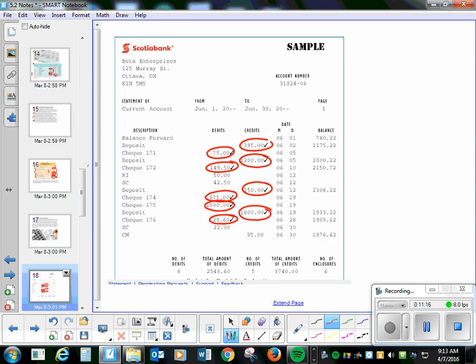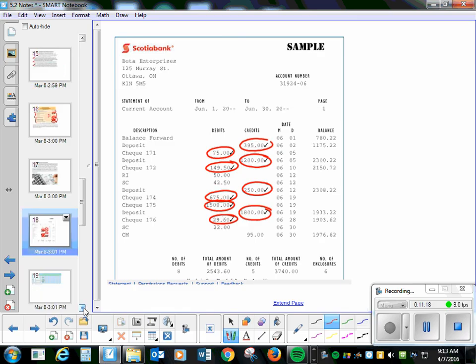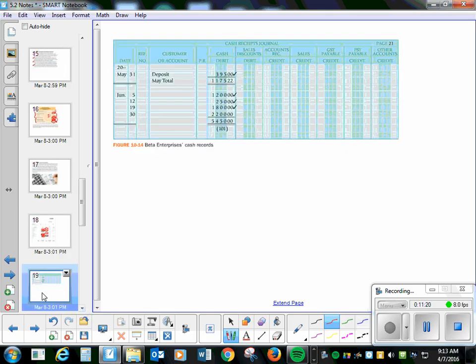I maybe shouldn't have circled them, I should have left them there for you. Now the only problem is that you don't have a record book, but you have all of your journals that we've been making along the way.